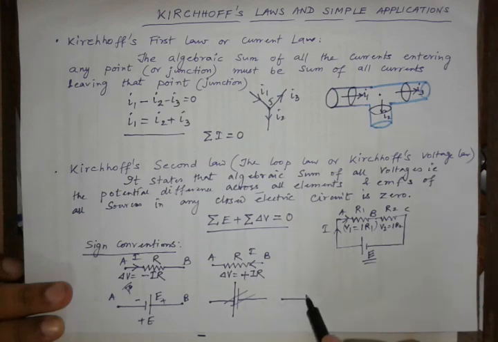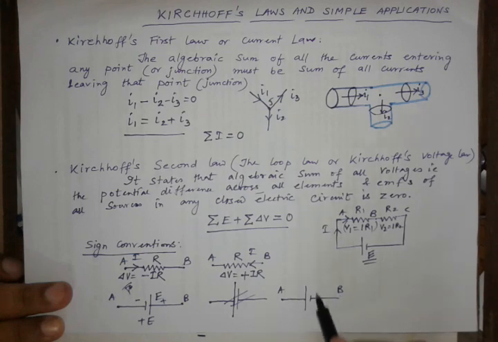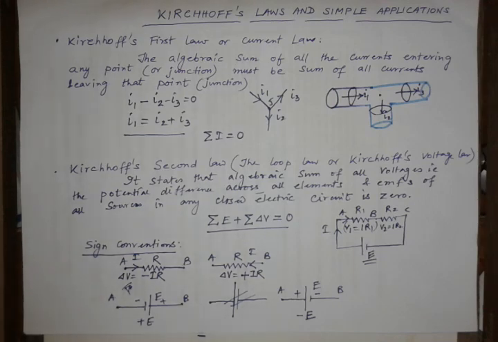Oh, sorry, it will be opposite. So in the opposite direction, A to B, E, but the EMF is opposite, that means plus to minus. Then you can write it as minus E. So remember, this one is very important when you are going to solve circuits using this Kirchhoff law. So you have to use these concepts.